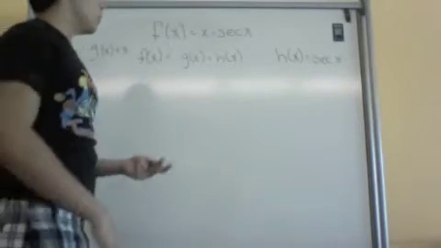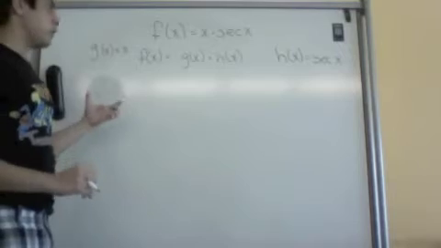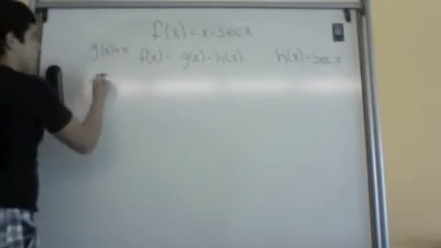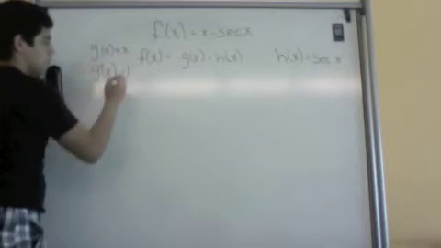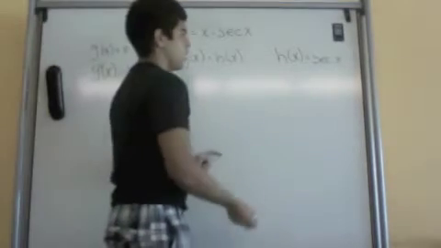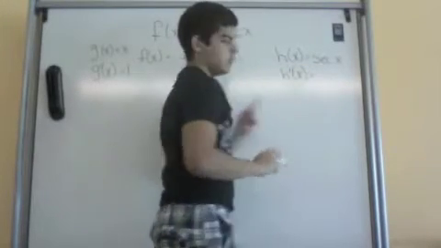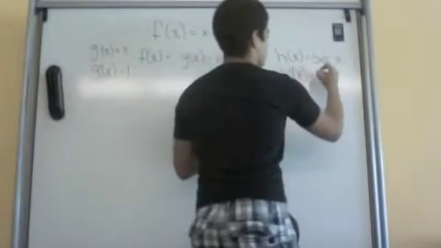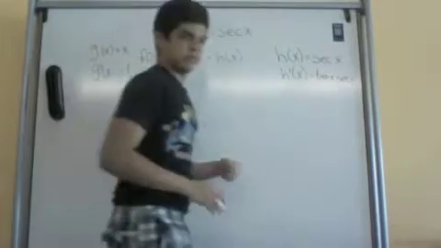So, to derive f of x, we would first need to find the derivatives of both of these functions. In this case, g prime of x is equal to 1. And h prime of x is equal to the derivative of secant, which is tangent of x times secant of x.